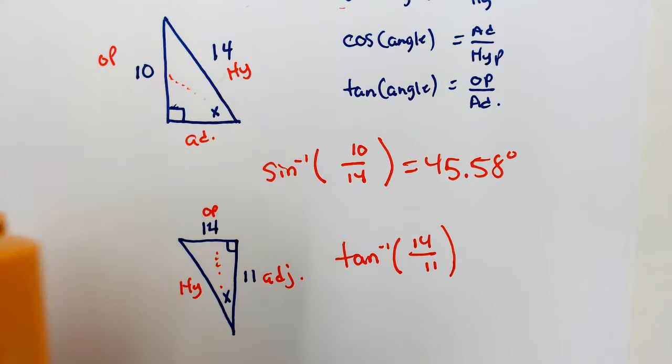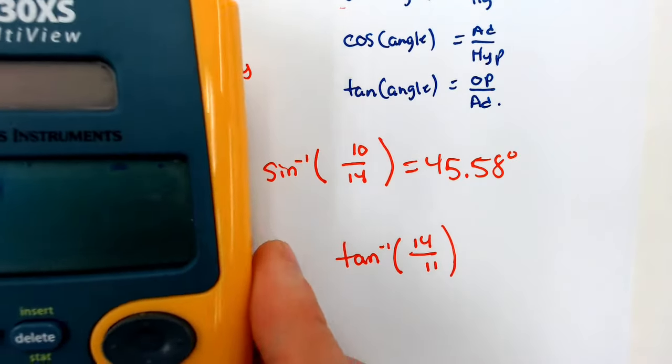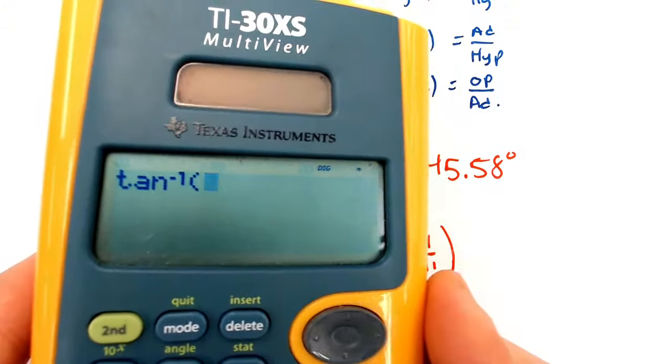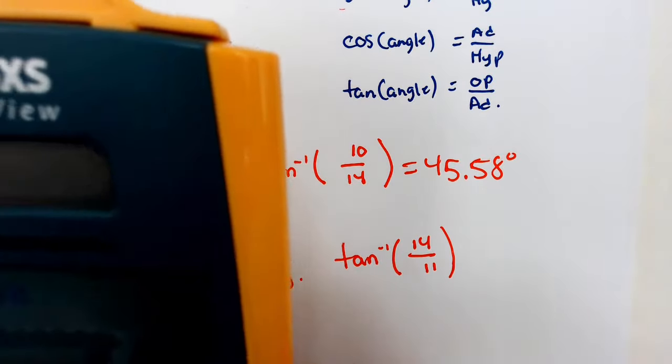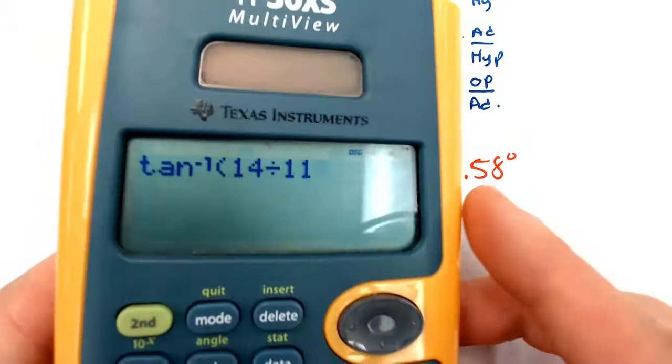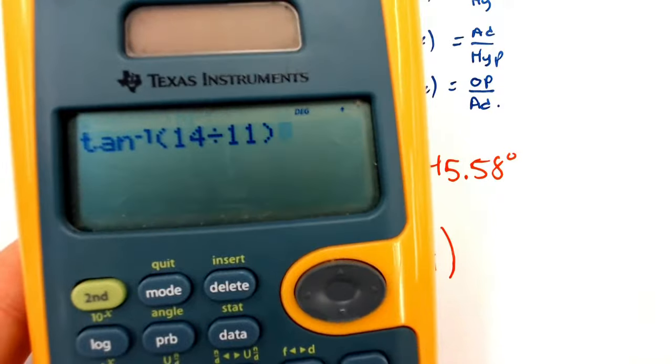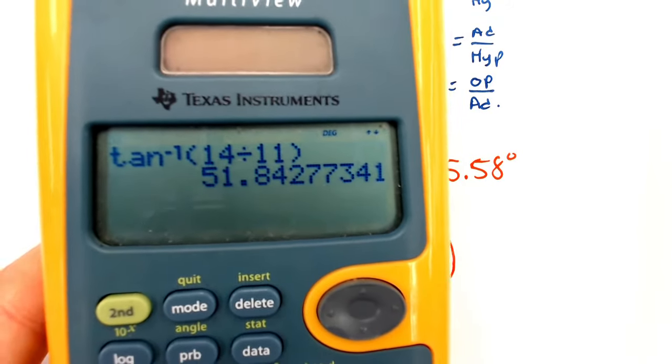We type that in our calculator. Second tan gives us the tan -1 button, and then we have to do 14 divided by 11. If you have a fraction bar, you can use that as well. That gives 51.84.